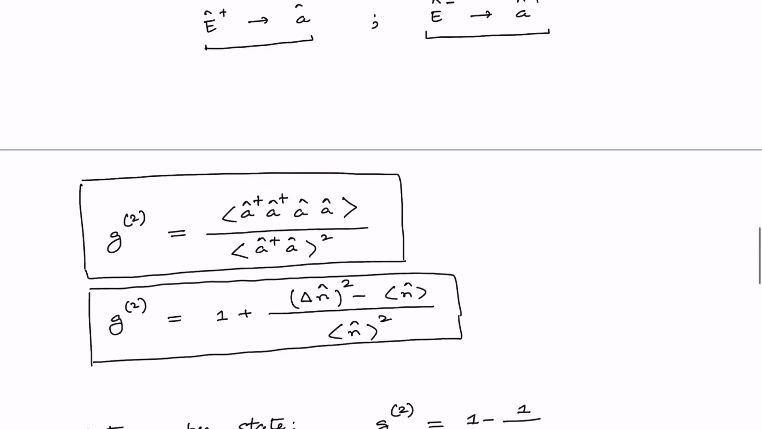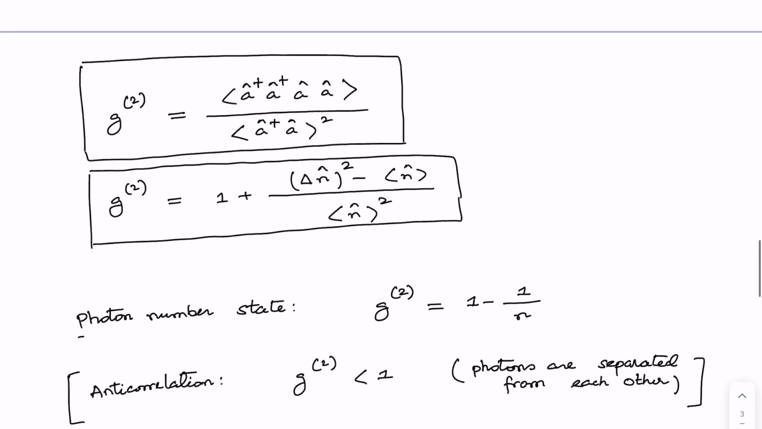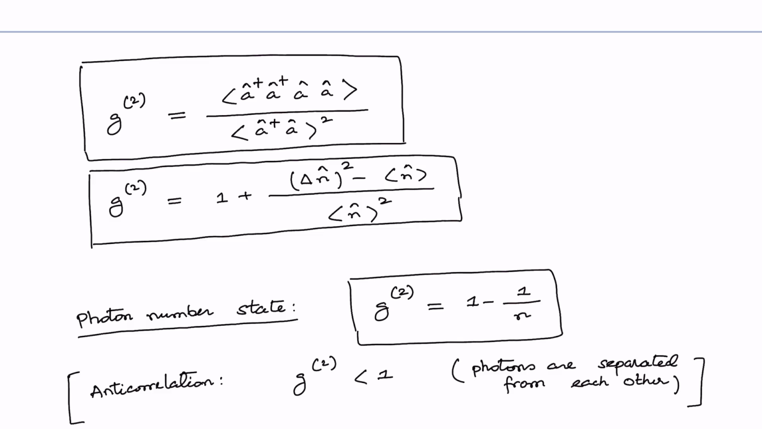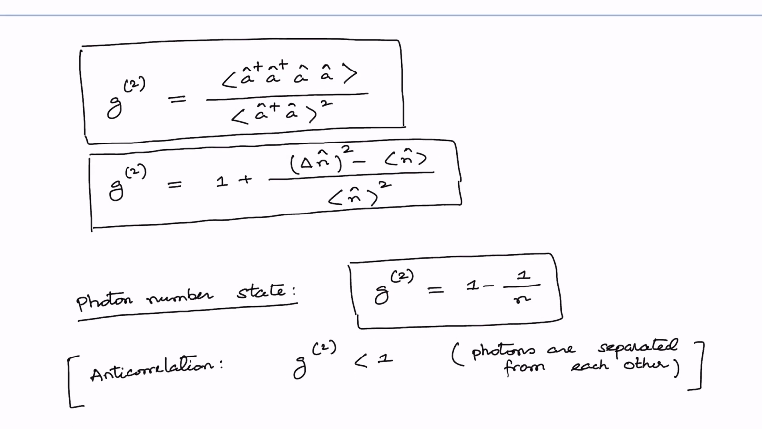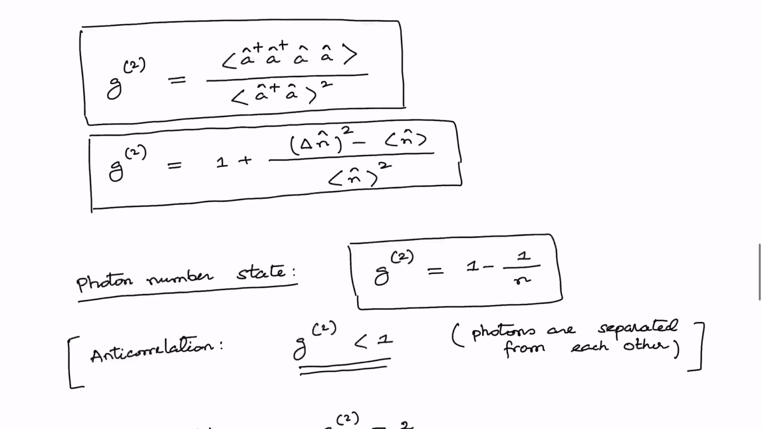Utilizing this expression, we worked out the case of the photon number state. For the photon number state, the second order correlation function was calculated to be like this. Also in this context, we discussed the case when the second order correlation function is less than 1, which gives rise to the phenomenon of anti-correlation. That means the photons are separated from each other, they don't group together. That's what it means when the second order correlation function g2 is less than 1.